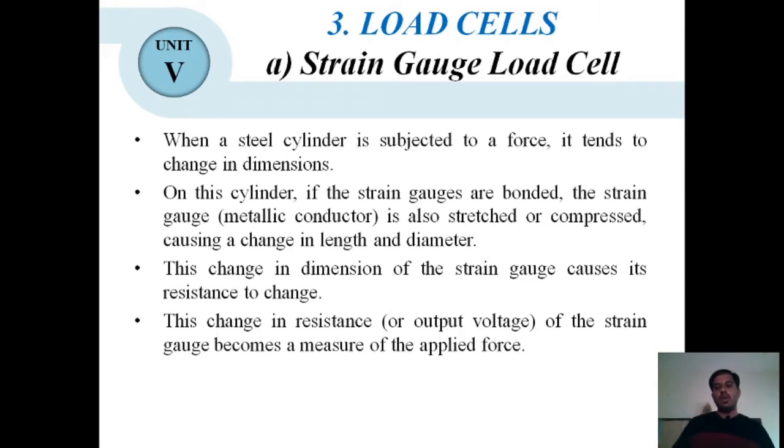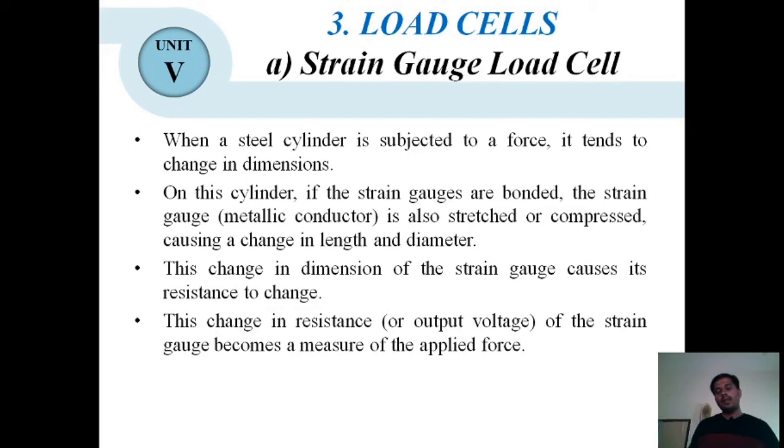Next is our load cell. What is a load cell? A load cell is used to measure forces, and this is the indirect type of measuring forces. Load cells are classified into three types. The first one is the strain gauge load cell, the second one is the hydraulic load cell, and the third one is the pneumatic load cell. Now we are going to see what a strain gauge load cell is.